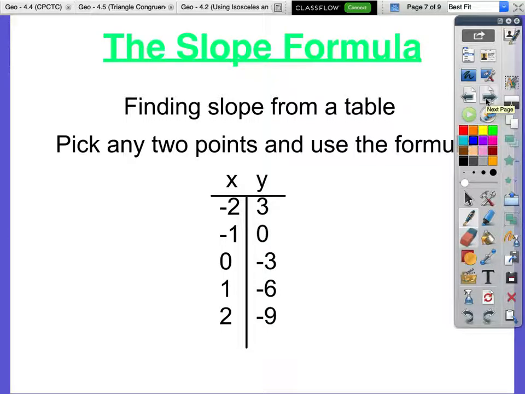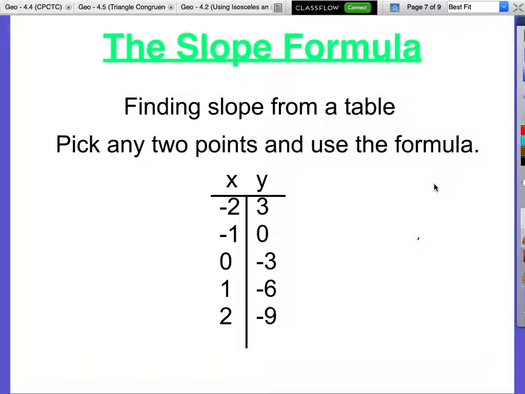Thank you. Finding slope from a table. If we have a table, we talked about X, Y tables before. We have to pick any 2 points and we use the formula. So you'd say, okay, I'm going to pick 2 points from here and use the formula. Could we pick any 2 points? Yes, as long as they're on the line, it'll work. Do we maybe have a preference over which points we pick? Yeah. Negative 2 and 2. Okay. What do we think about which points we want to pick or not? Peyton, what are you thinking?